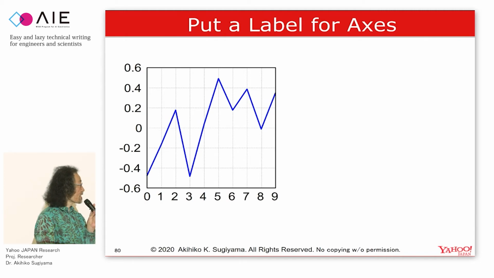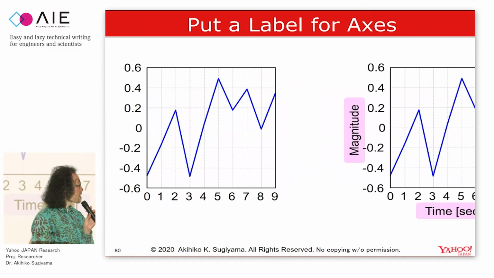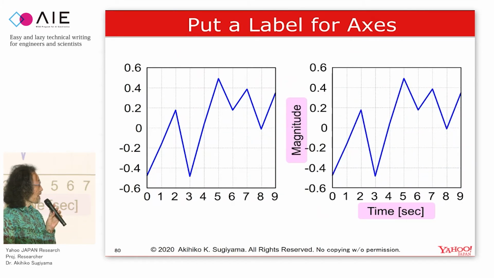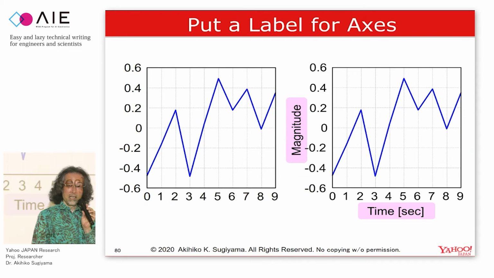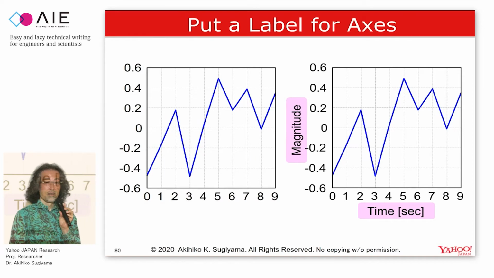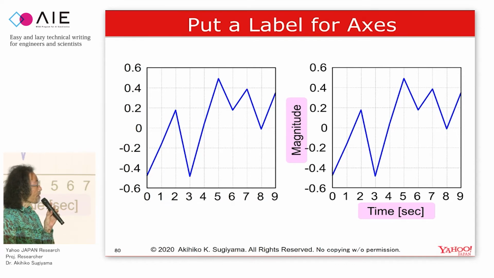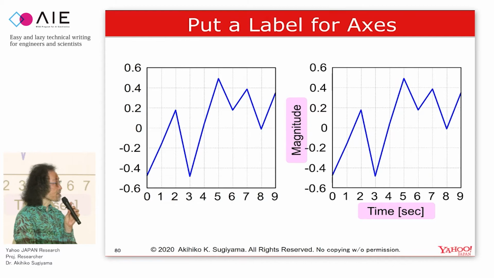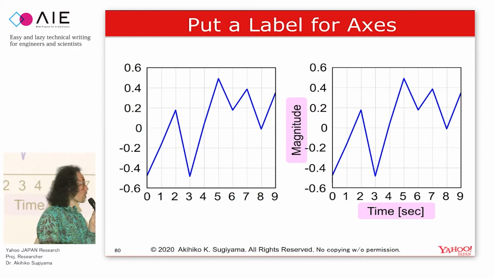It's also true for these. So put labels like this. This is time. This is magnitude. It's clear. It is often one of the reasons to reject your paper if your figure does not accompany any label, because it is not possible to understand what it means. So be careful.